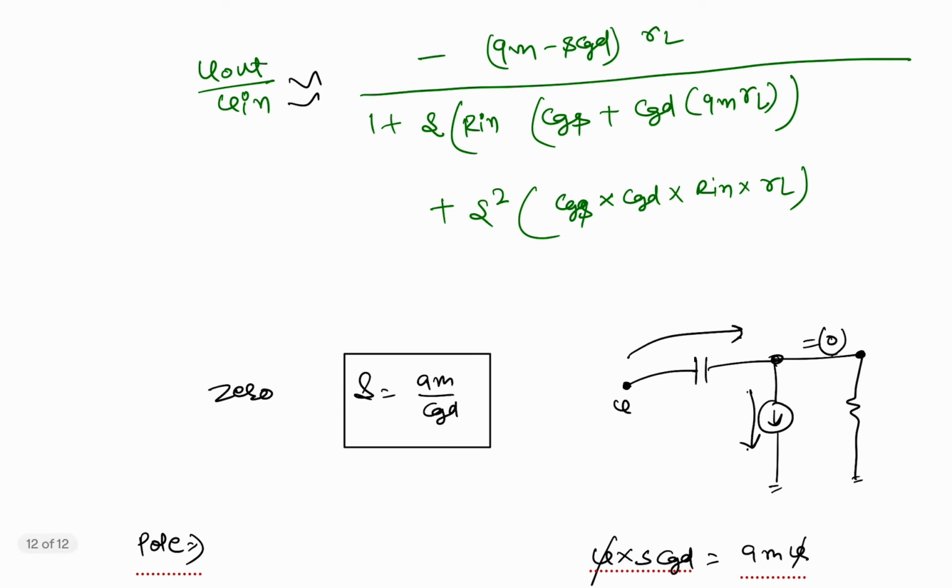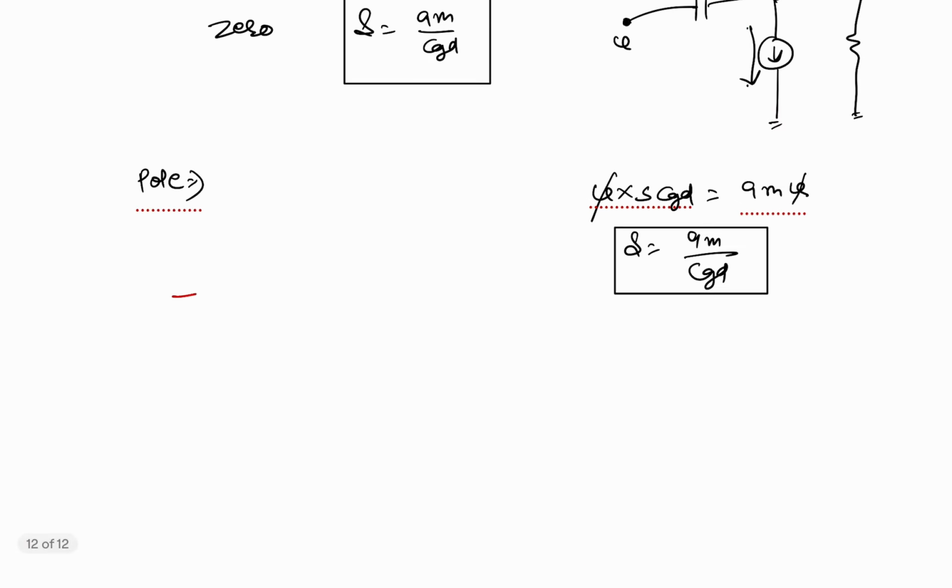So the input pole will come through the one R and one Cgs that is there, and this is one Cgd that is there.